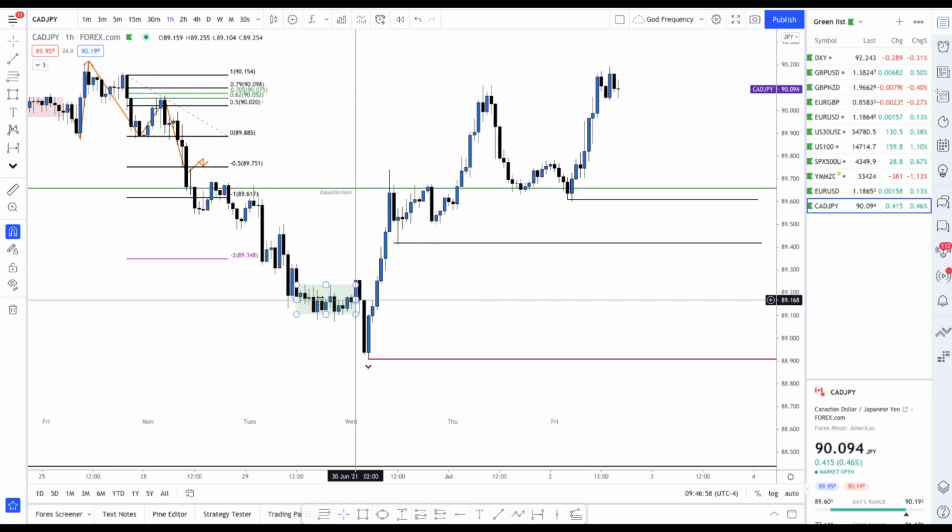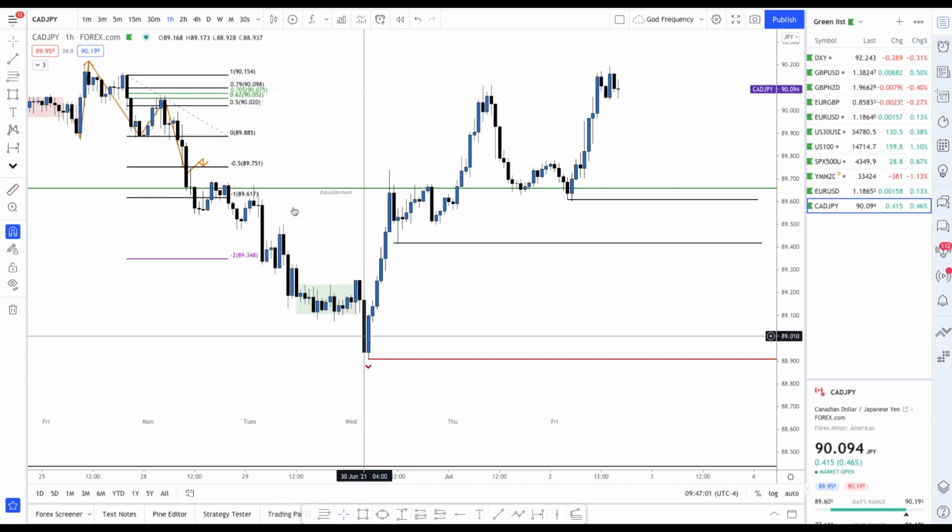So now that price accumulates, we get that manipulation.